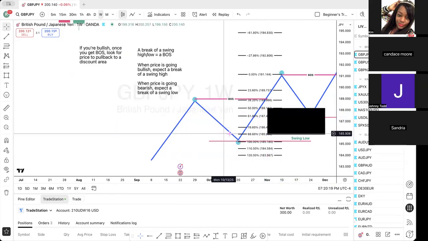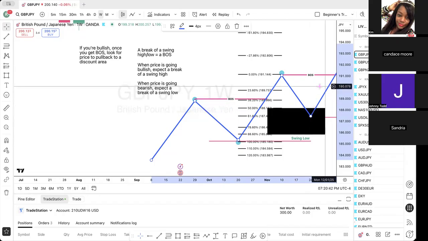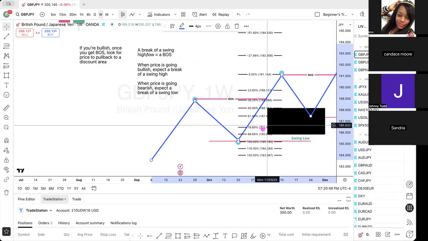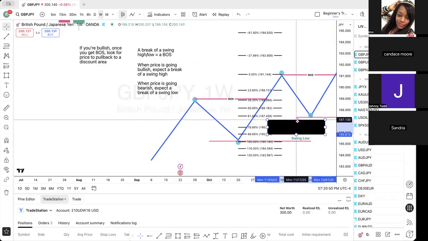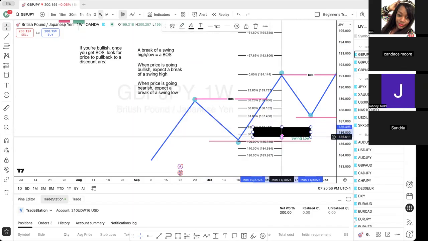Okay. So when price pulls back, I'm going to show you, you can either set a limit, or you can wait for price to shift structure, and I'll show you what that means in a few, to then take the trade. Okay. I like for price to pull back to the 78 or 88. That's my preference.